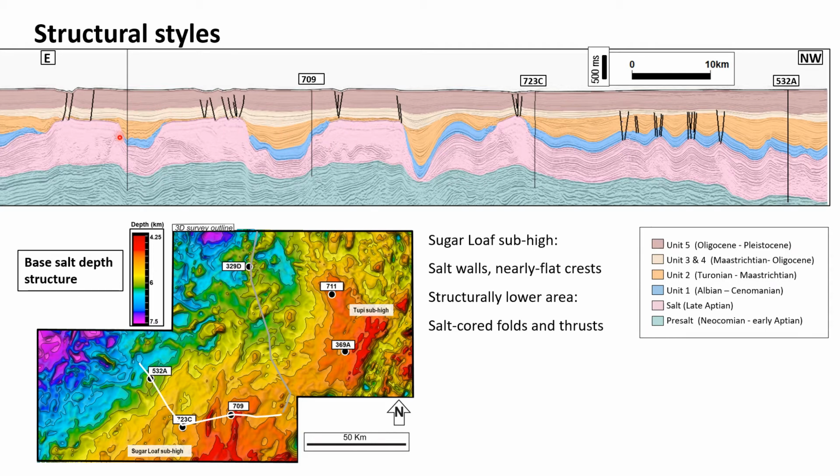Mini-basins also occur in the distal area with thin salt and salt-cored anticlines only occurring locally. The ramp and the structurally lower area is characterized by salt-cored faults and thrusts where there is a step along the base salt. I will now show you a correlation between the wells in the structurally lower location and across the Sugarloaf subhigh and the Tupi subhigh.